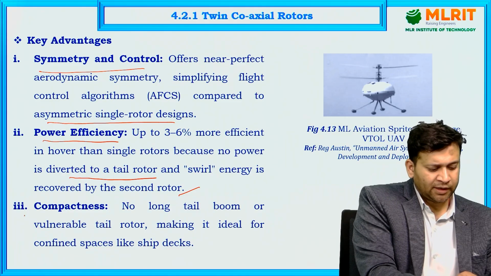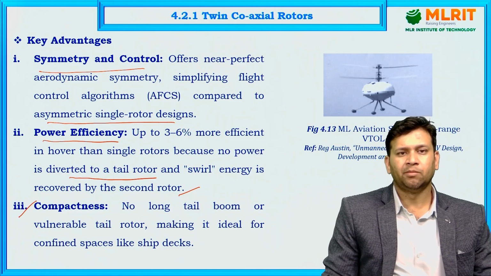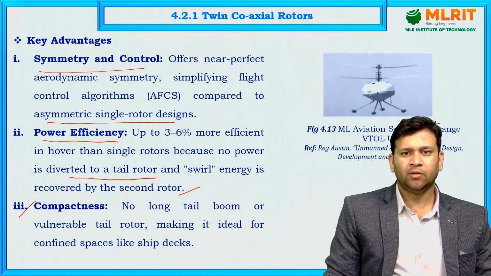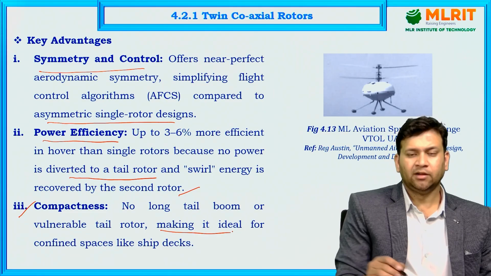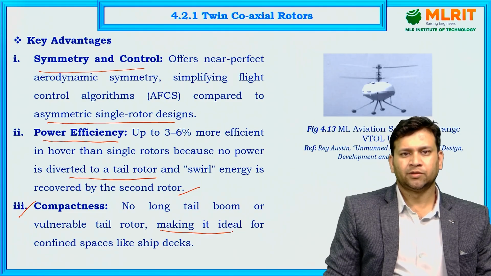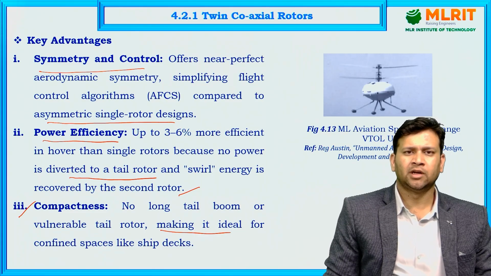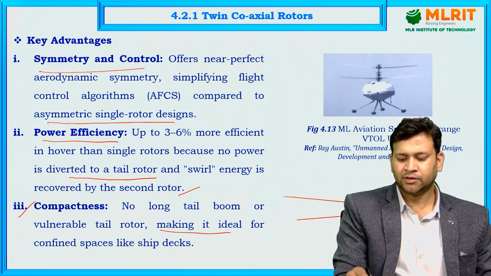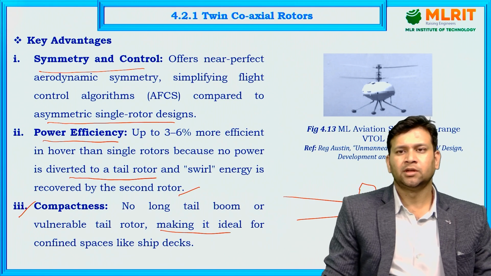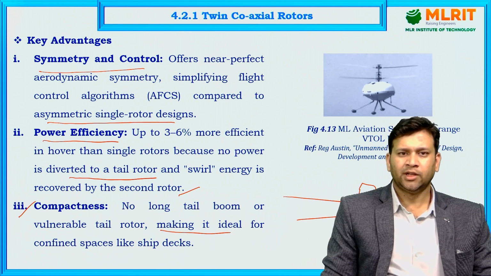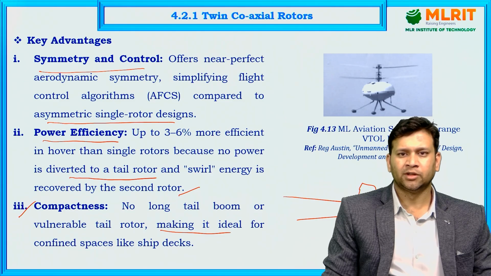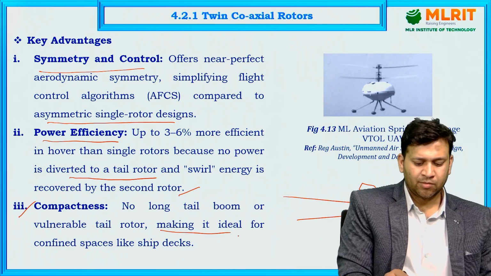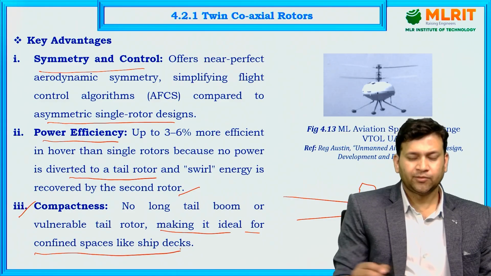The third advantage of twin coaxial rotors is compactness. No long tail boom or vulnerable tail rotor, making it ideal for confined spaces like ship decks. Like in previous lectures, we saw that there was a long tail boom on which the tail rotor was placed. In this configuration, there is no long tail boom or vulnerable tail rotor.